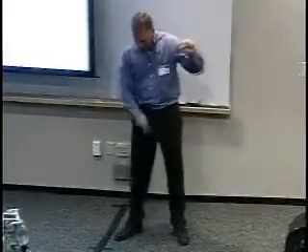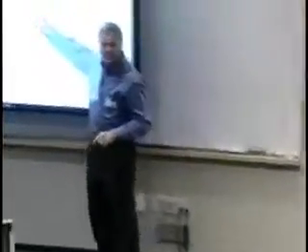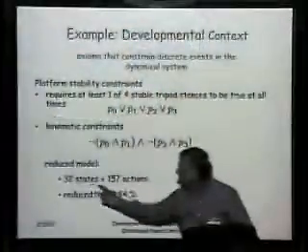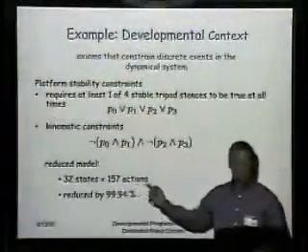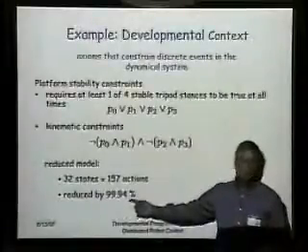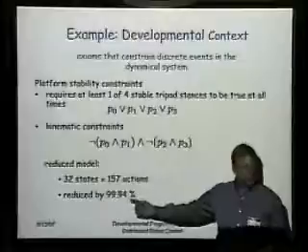So there's a line from that foot to this foot, and the center of mass is on one side or the other. It can't be on both. That's what that says. That limits the number of states and actions that are actually legal in the system. That reduces it to 32 states and an average of 157 actions per state, which is reduced by 99.94% from the initial expressive power of the control basis.